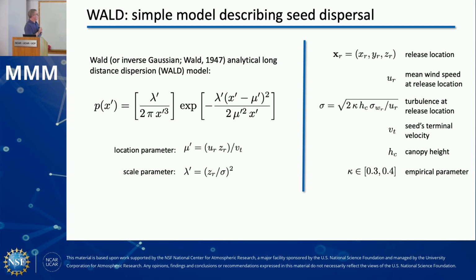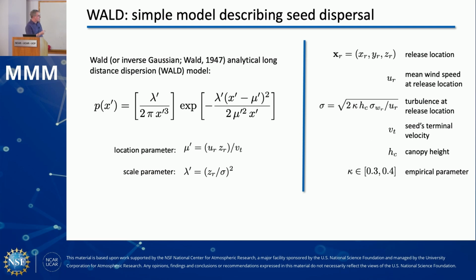The WALD model, it's basically an inverse Gaussian model that relies on these parameters here. This is the velocity at the release point, the height of the release point, the terminal velocity. This parameter here sets where this model will propose that the most likely location of the seeds will fall.